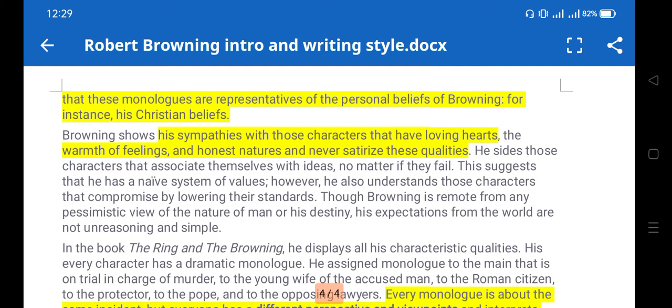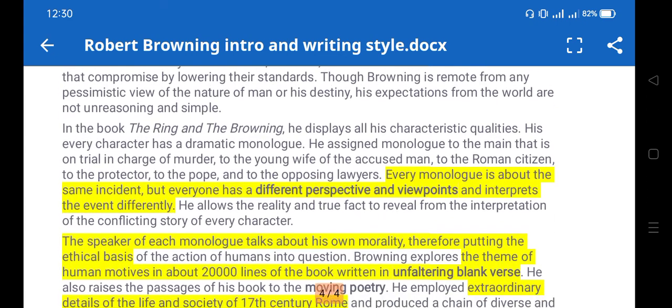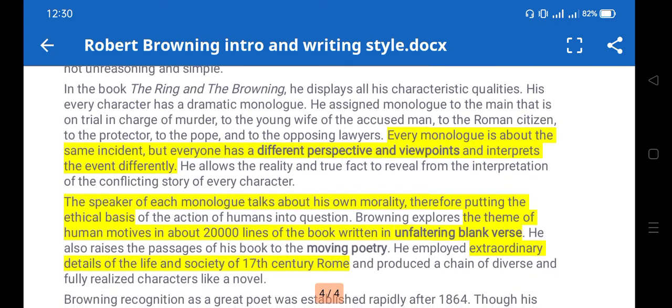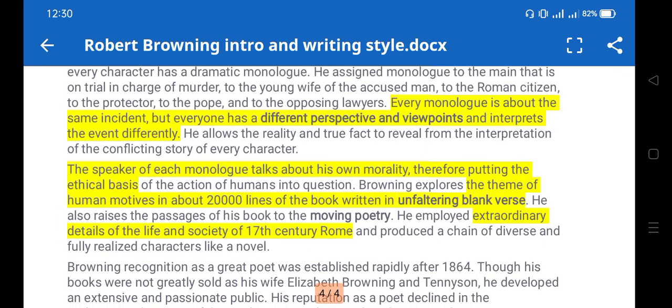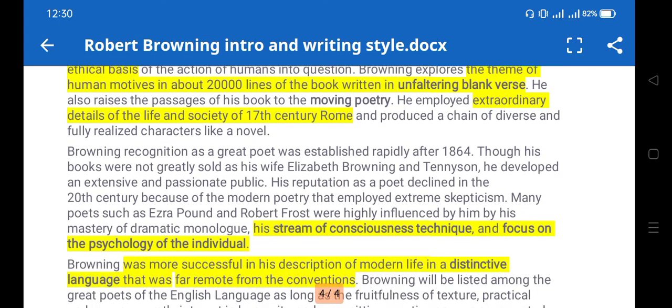His Christian belief and his sympathies with those characters that have a loving heart, warmth of feeling, and honest nature, and he never satirizes these qualities. And every monologue is about the same incident, and everyone has a different perspective and viewpoint and interprets the event differently. And the speaker of each monologue talks about his own morality, putting forth ethical passes and the theme of human motives, right? And apart from that, yes, written in blank verse, with extraordinary details of life and society of 17th century Rome.